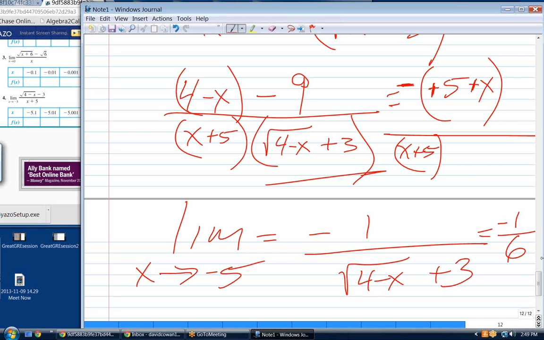Okay. You might want to check your answers as we're doing these, just to make sure I haven't made a mistake. She's at negative 1/6, and it makes sense to me why it's negative 1/6. Okay, cool.